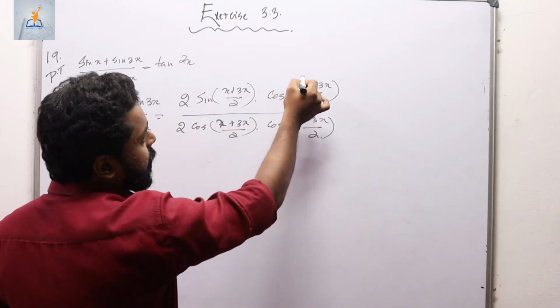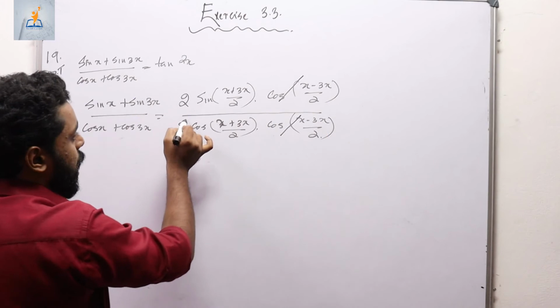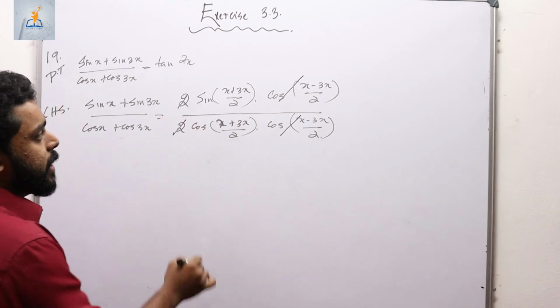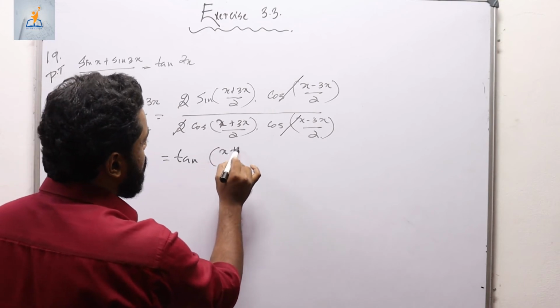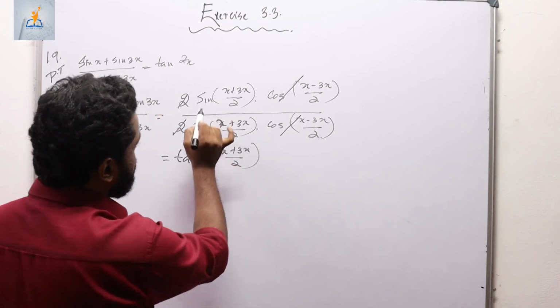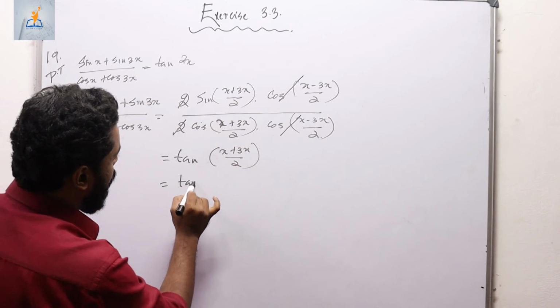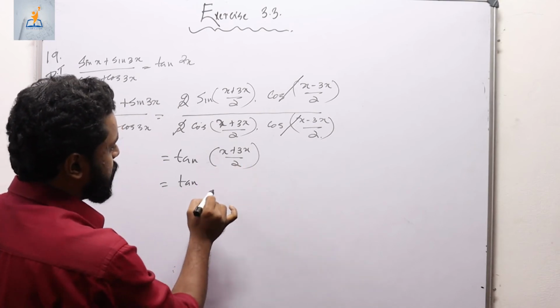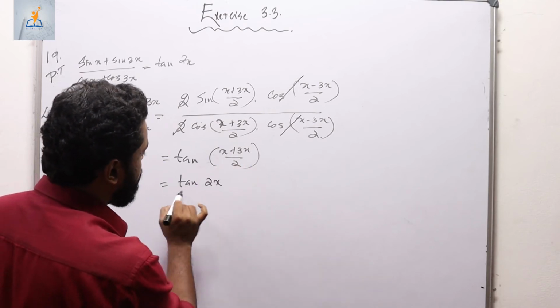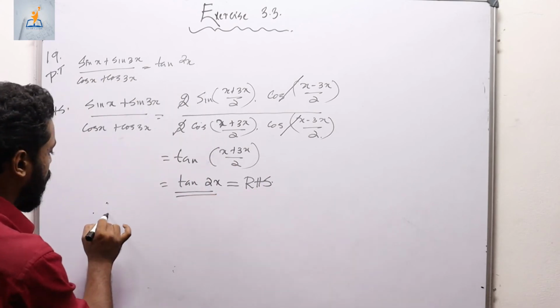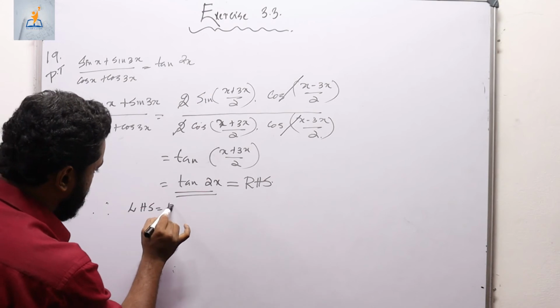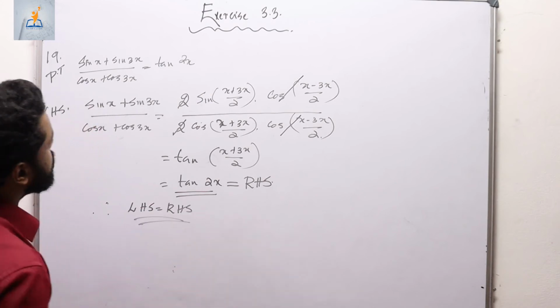And you can see that the like terms are this and this, and 2 and 2. So it divides and it is equal to 1. So we have tan (x plus 3x) by 2, since sin by cos is tan. It is equal to tan (x plus 3x is 4x) by 2, which is 2x. So tan 2x, which is the RHS of this equation. Therefore we have LHS equal to RHS, and hence the result is proved.